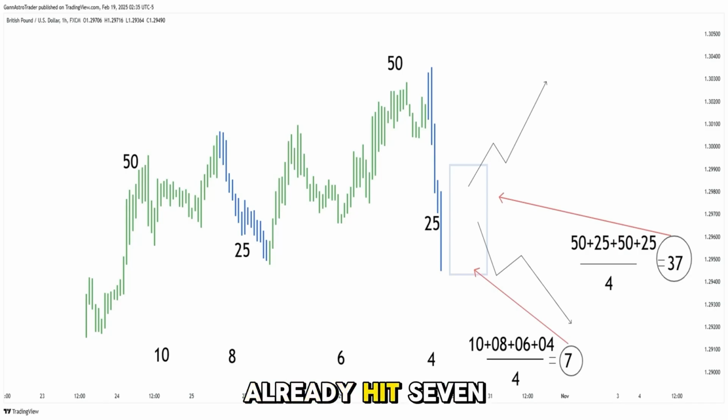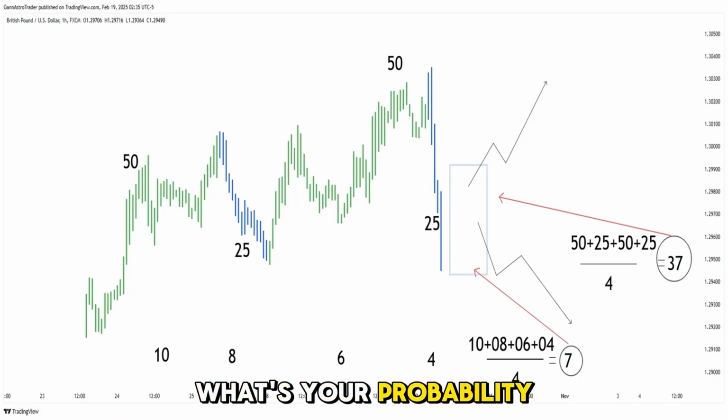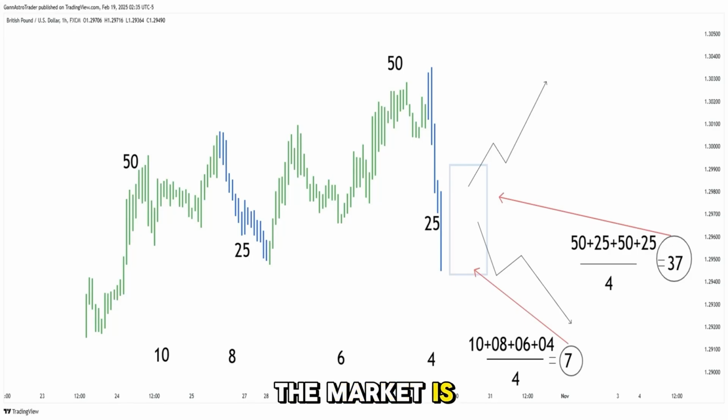So, if you've already hit 7 bars and you push into 8, 9, 10 bars, what's your probability? The probability is shifting. The market is getting ready to turn. And what should your response be? Not hope, not greed, but risk management. Because the moment you start ignoring time, the market will teach you a lesson.